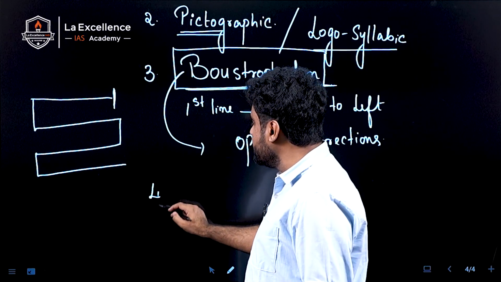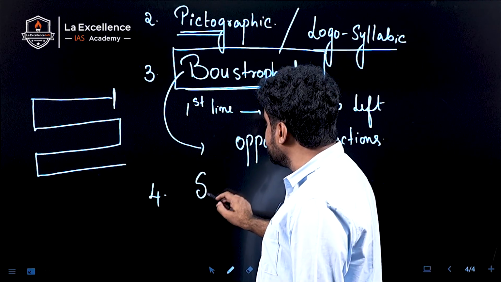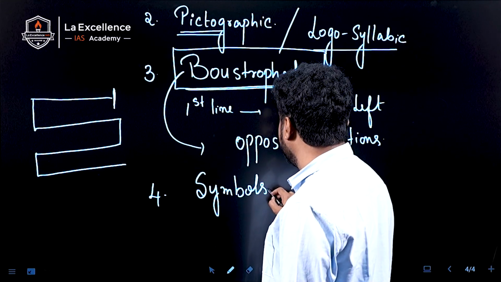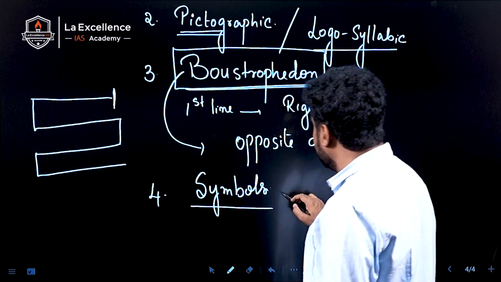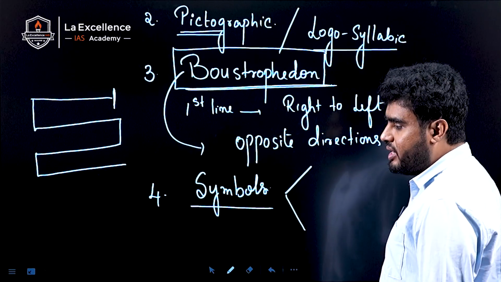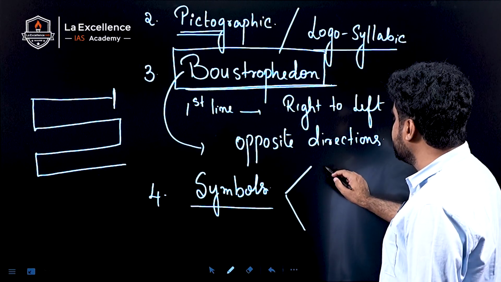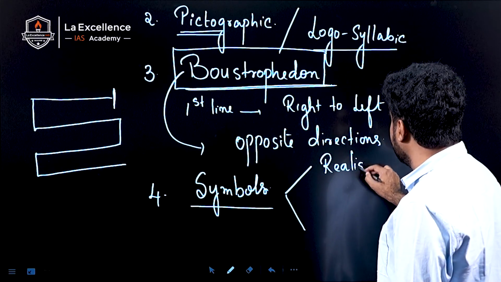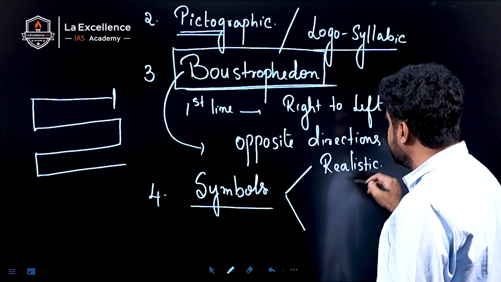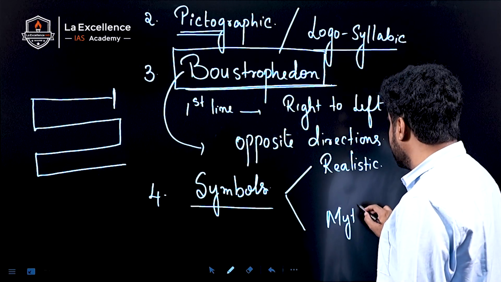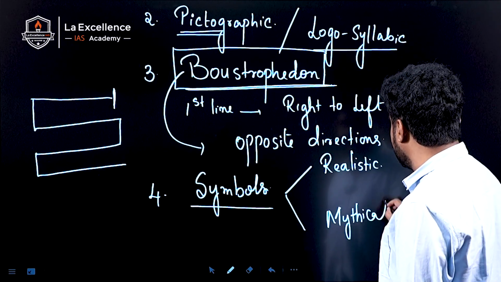And the fourth important thing is that the symbols that are used in the IVC are classified into two types. One type of symbols we call the realistic symbols. And the second type of symbols we call the mythical symbols.